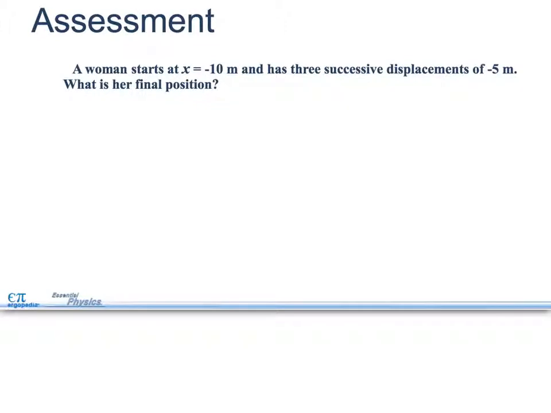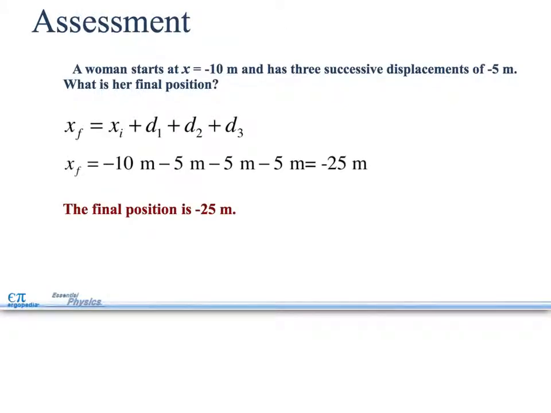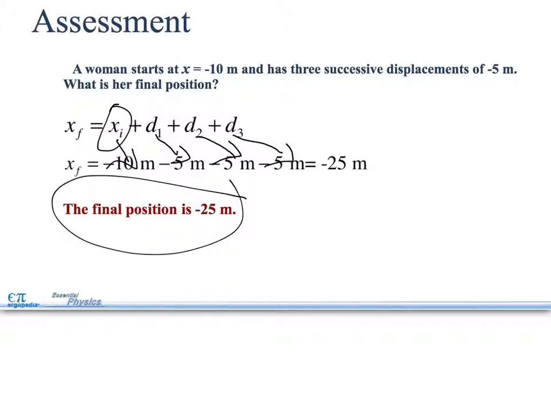A woman starts at x equals negative 10 meters and has 3 successive displacements of negative 5 meters. What is her final position? Well, if she starts at negative 10, your xi is negative 10. And all 3 of these will be the same. So negative 10, negative 5, negative 5, negative 5 equals negative 25. So her final position would be negative 25.